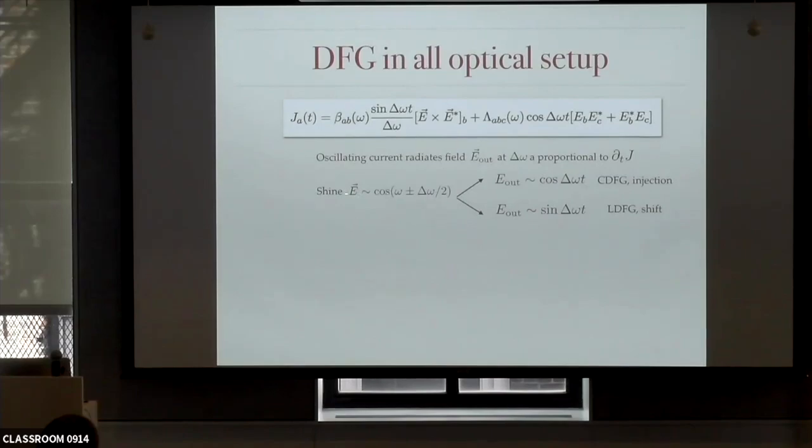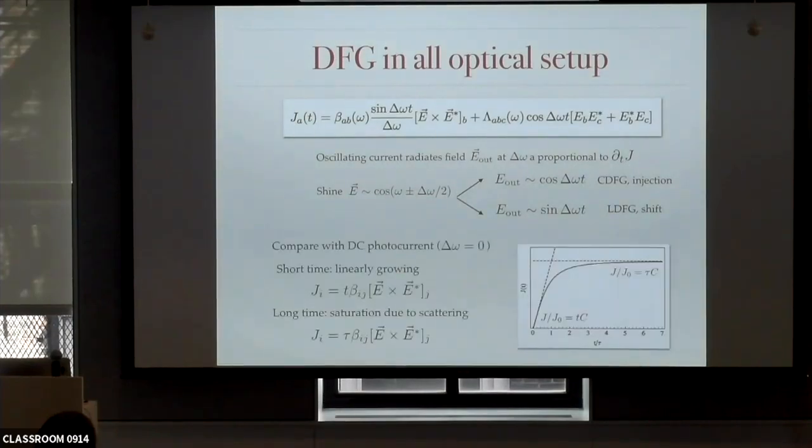If you shine a light that goes like this, then for the injection current for circular light, you get something that oscillates with the cosine of delta omega t, the derivative of this. Whereas for shift, we get something that oscillates with the sine of delta omega t. Okay? That's another way of seeing it. And this should be compared with the DC photocurrent, which is the limit when delta omega is 0. So if delta omega is 0, tau is going to be larger than this, so you're in the opposite regime, the disordered regime, where tau matters.